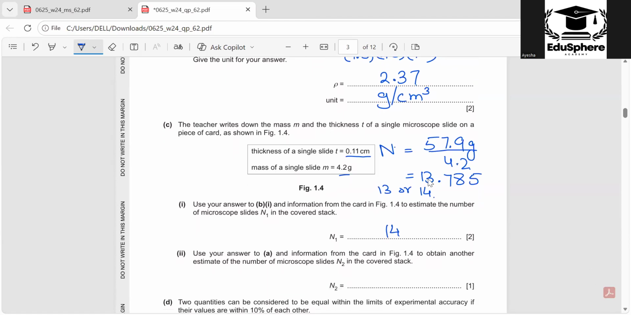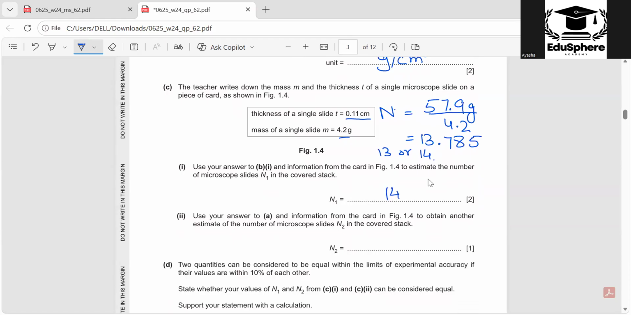Okay. Then in the next part, they say use your answer in the A part. Again, the information is given in the A part. What was the information in the A part?